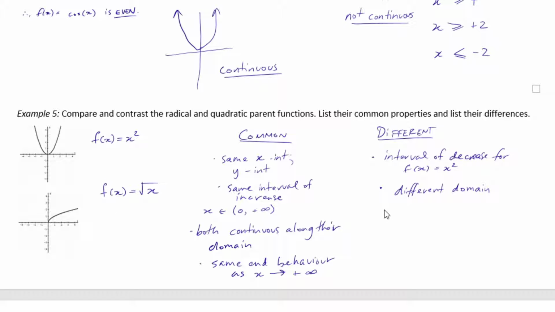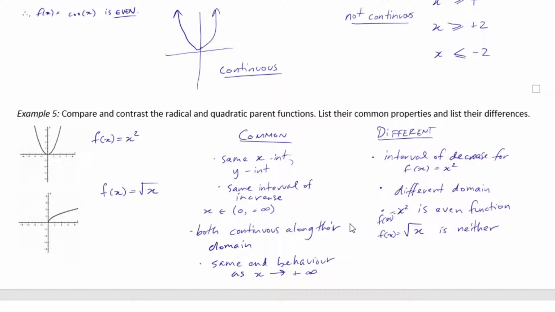All right. The other thing is that f of x is equal to x squared, let's write that, apologies, is an even function, because it maps onto itself in the y-axis. Whereas the square root of x, so f of x is equal to the square root of x, is neither. It's neither odd nor even.